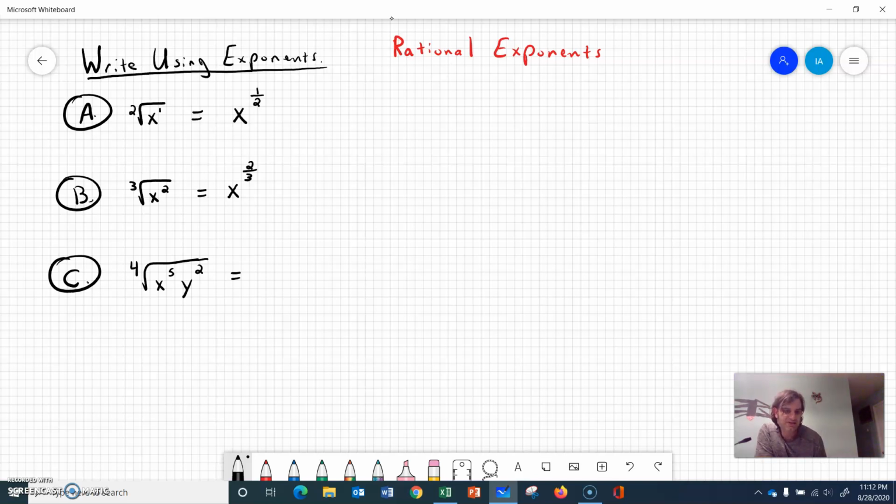The next one is the fourth root of x to the 5th y squared, and we know that we can apply that fourth root to both of these separately. So we will say that is x to the 5/4 and y to the 2/4. Which, if we can, we will simplify the fraction, which we can on the y. So we'll say it's x to the 5/4 and y to the 1/2.